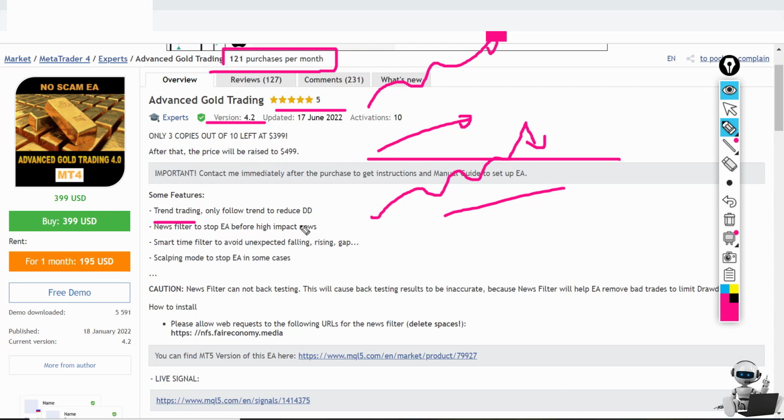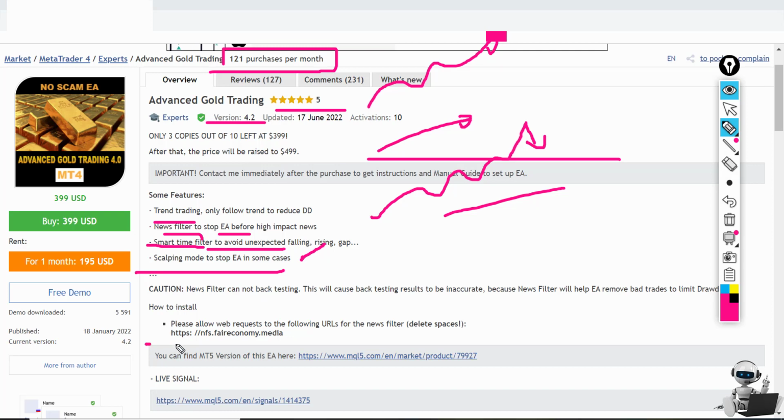For the news filter, the EA does use a news filter to stop trading before high impact news. There is also a smart time filter, for example when there is a holiday or sometimes a gap and rising, and this is also a filter for this EA. Scalping mode, I don't really know about this, but I believe it stops the EA in some cases. Probably it is good to enable this feature.